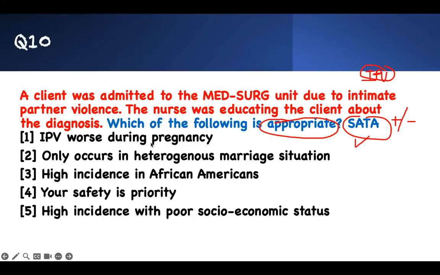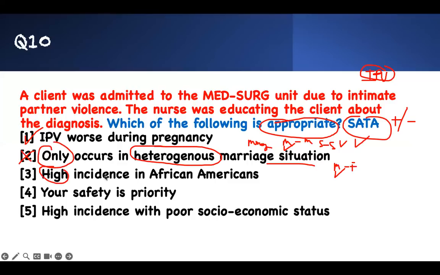Intimate partner violence is worse during pregnancy. Yes. Only occurs in heterosexual marriage. No. I forget the other word, like a man and a man in a marriage or a woman and a woman together. Heterosexual is a man and a woman, so male and female. This is not true. It can occur in men to men, female to female, and male and female together. So this is wrong. The word only gives it away.